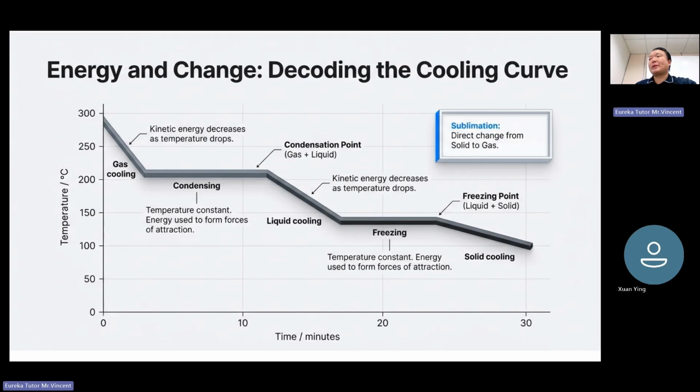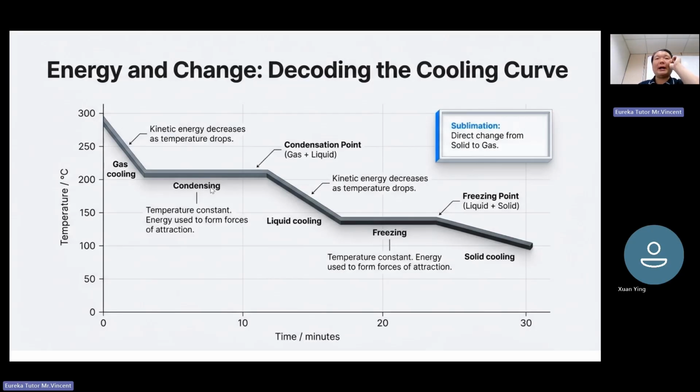Temperature remains constant because energy is being used to form the forces of attraction between the particles instead of lowering the temperature. So constant temperature means kinetic energy stays constant, whilst potential energy changes. I want to highlight again: when the gas is cooling down, kinetic energy decreases as the temperature drops. Then at the horizontal part, condensing, temperature is constant. Key point: at this moment energy is used to form the forces of attraction, so kinetic energy is constant.